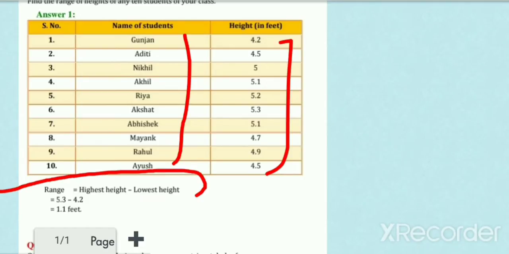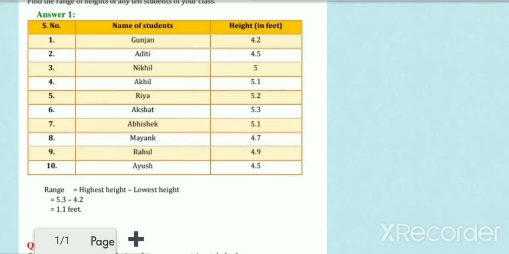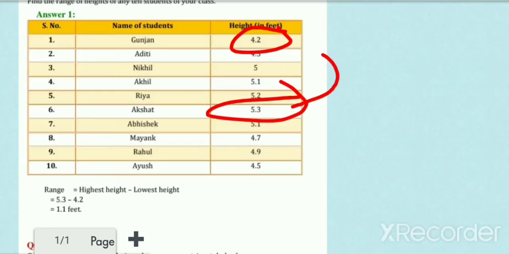Range is equal to highest height minus lowest height. Here the highest height is 5.3, and the lowest height is 4.2. When we subtract 5.3 minus 4.2, that becomes our range. Okay, so the range is 1.1 feet.